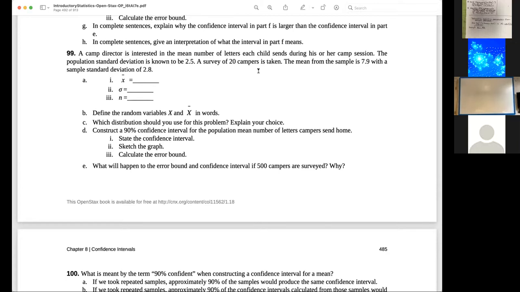But it says the sample mean is 7.9 with a sample standard deviation of 2.8. So I'm going to write these things down on the paper. The survey sample talked to 20 people, and the question, or the observation, was the number of letters a camper writes home during camp.